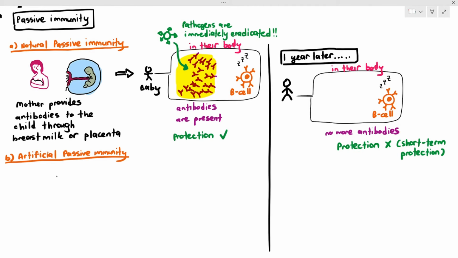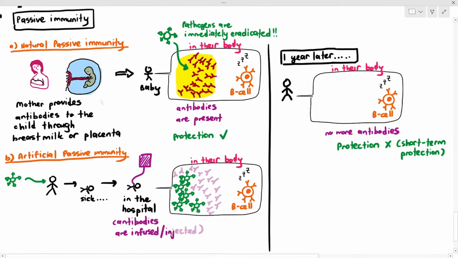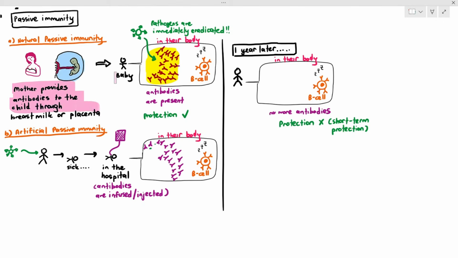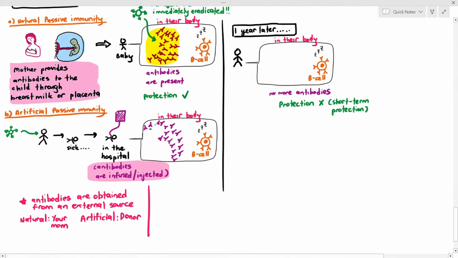And in artificial passive immunity, let's say the person falls sick due to the pathogen, they go to the hospital and antibodies are infused or injected into their body. So the antibodies are provided immediately. The antibodies will immediately bind to the antigen and eradicate the pathogens. So the point here, as I've highlighted in pink, is mother provides antibodies and antibodies are infused. So the antibodies are obtained from an external source, natural being your mom, artificial being the donor, a person who donates the antibodies to you.